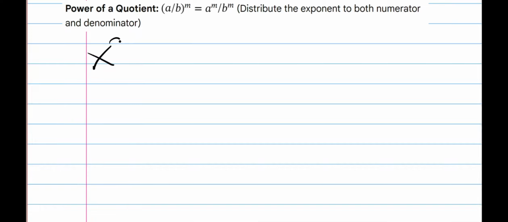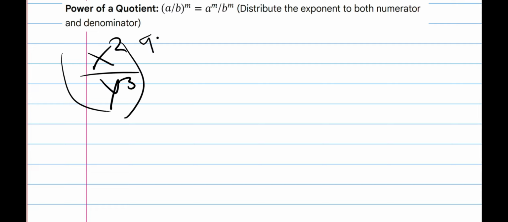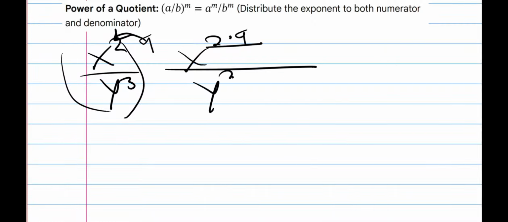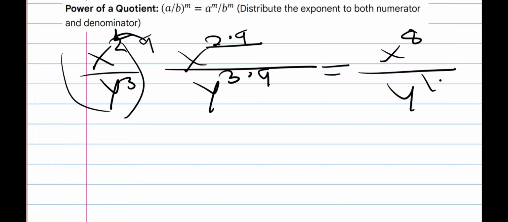Another example would be (x squared over y to the power 3) with an exponent of 4 on the fraction. If you remember the power of a power rule, you distribute it, but you multiply. So you multiply the exponent with the numerator's exponent, and you multiply it as well to the denominator. So that would give us x to the power of 8 over y to the power of 12. And that's your final answer.